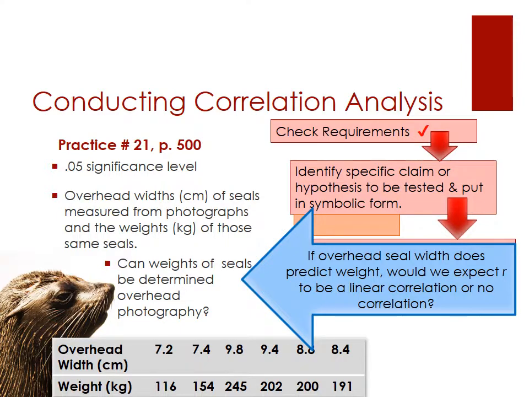Okay, so a 0 means no correlation at all. There's no relationship between these two different variables. A perfect correlation of exactly matching is a 1.